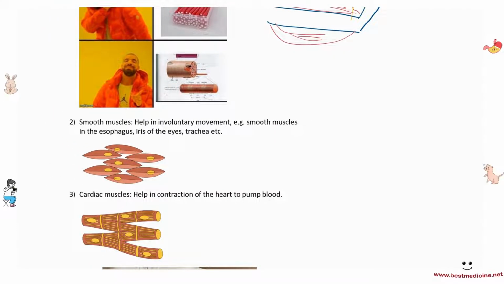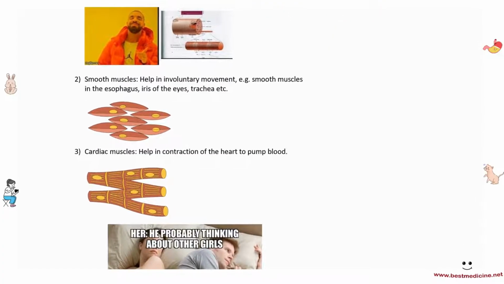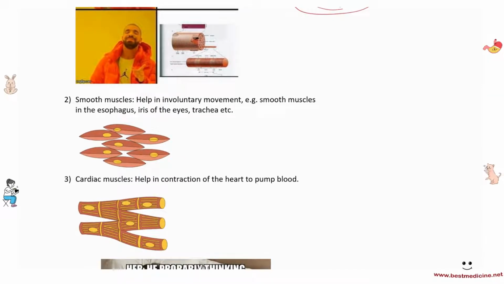So the other kind of movement that we have is involuntary movement, such as moving food along the esophagus, along the stomach, along the small intestines. Also, involuntary muscles of the iris of the eyes, which help us dilate and constrict our pupils. More on that later. And the smooth muscles of the trachea. Trachea is the air pipe that leads to the lungs. So smooth muscles are involuntary muscles that we don't have any control of, and they also help in movement of things.